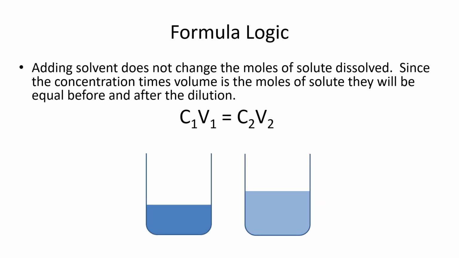The reason why this formula works is that the concentration times the volume will give you moles of the solute. Concentration will be in moles per liter, and the volume will be in liters, and that's going to give you moles of solute. So the moles of solute before is going to be equal to the moles of solute after. Moles per liter times liters equals moles of solute.